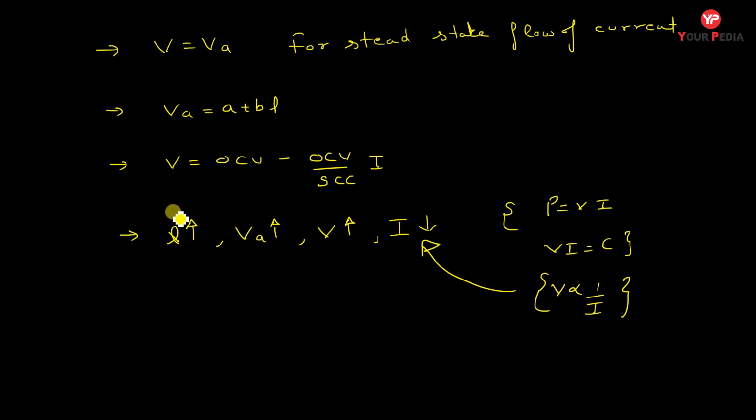Now based on the graph of V and I, we have one more relation that we can remember. So let me draw that graph again. This is the graph I and this is basically V.